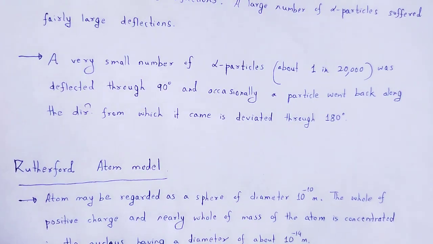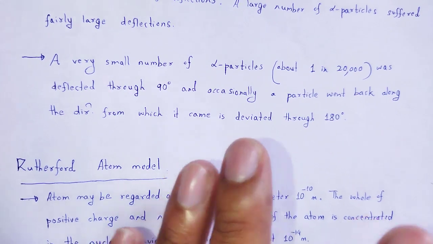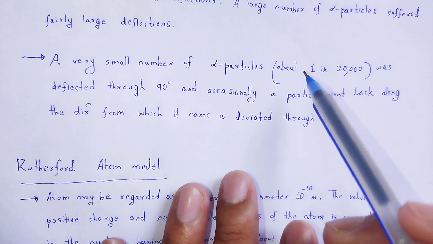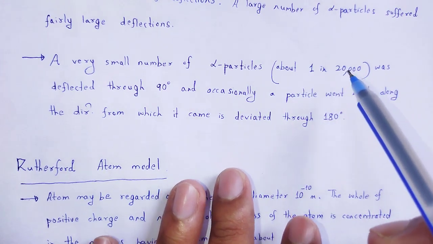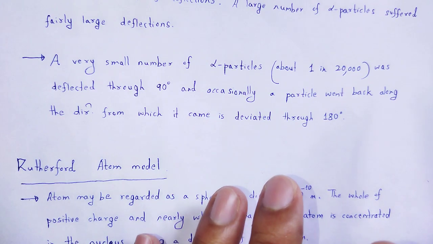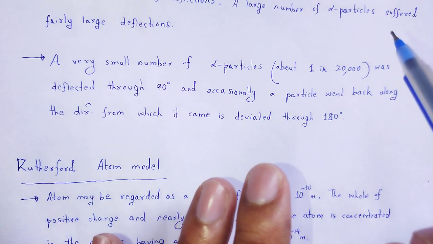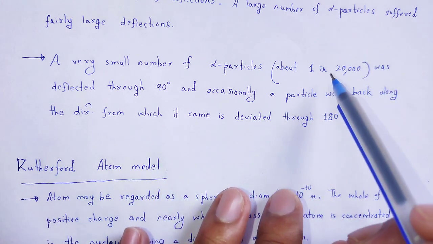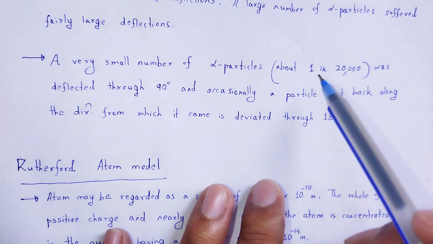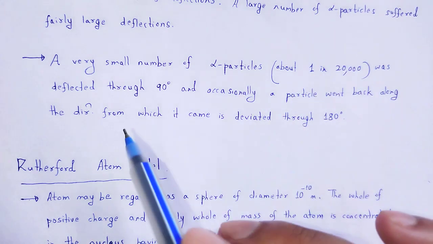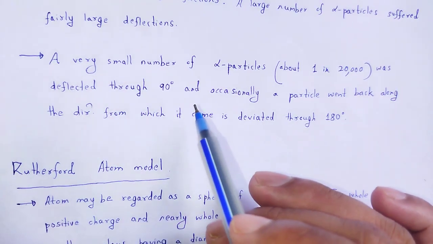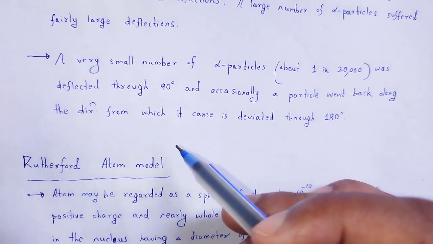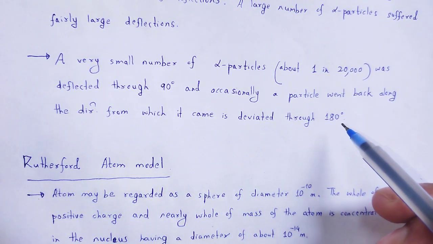Next observation: a very small number of alpha particles, about 1 in around 20,000. If 20,000 alpha particles are passed, some are undeflected and some are highly deflected. Of around 20,000 such alpha particles, only one was deflected through 90 degrees, and occasionally a particle went back along the direction from which it came, deviated through 180 degrees.